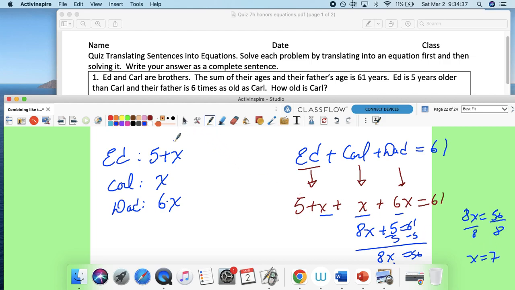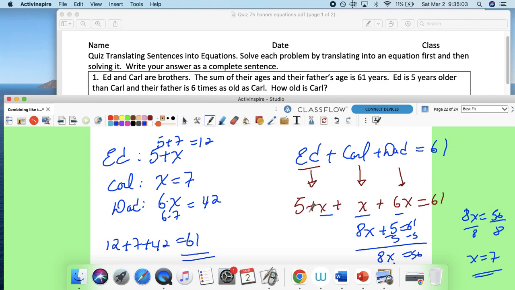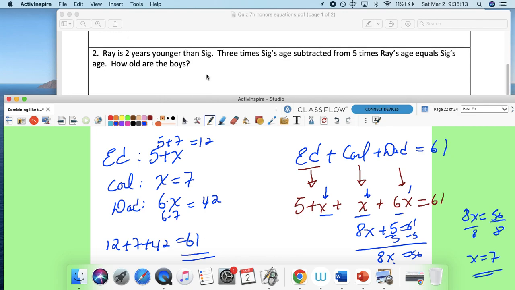So, first of all, Carl's 7. Ed's going to be 5 plus 7, which makes him 12. Then dad's going to be 6 times 7, which makes him 42. Okay, and if you take a moment and add their ages, 12 plus 7 plus 42, you'll notice that it really gives you 61. And you can come back here, x equals 7, check, check, and check, right? By replacing it. So that's that.